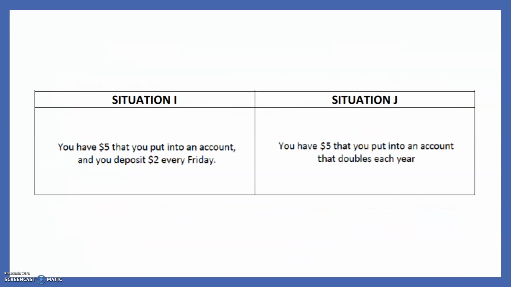And the last two, situation I. You have $5 that you put into an account and you deposit $2 every Friday. So $2 every Friday plus your initial amount of $5. And then last, situation J. You have $5 that you put into an account that doubles each year. Doubles is our key word here to let us know that it's exponential. So we start with our initial amount and we double it every year. There we go.